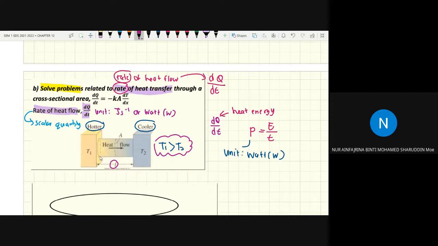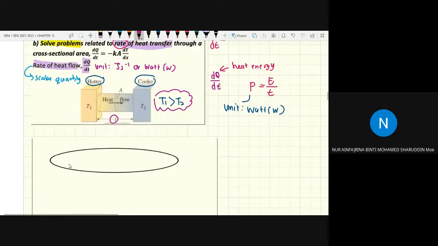Okay, Miss repeat: as heat flows through a distance, the more the distance increases, the more your temperature decreases. That's okay, later Miss will show a graph in order to make you understand better. So, rate of heat flow. It has an equation: dQ over dt equals negative K A dT over dx. This is the formula for rate of heat flow.